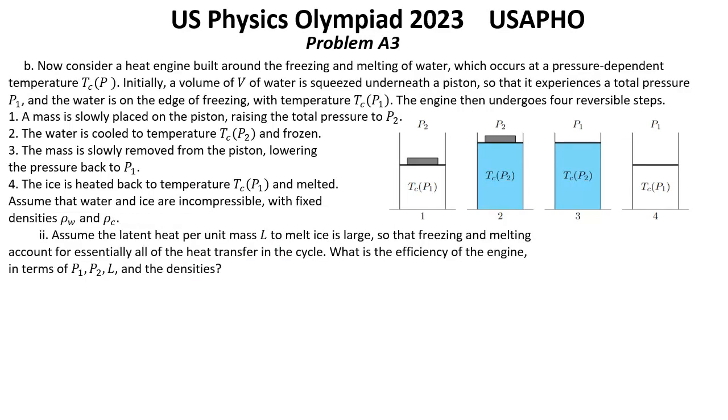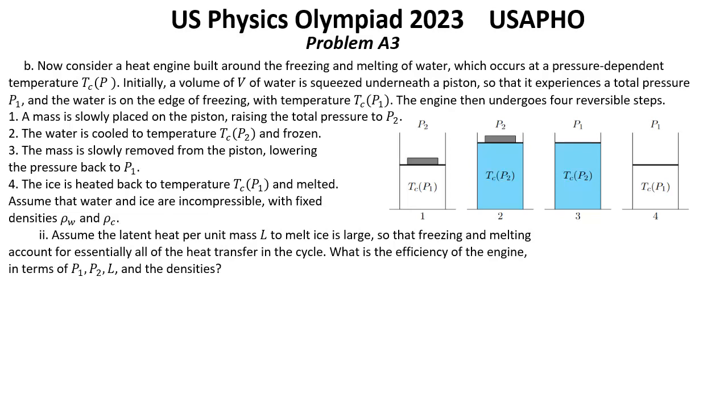Question 2. Assume the latent heat per unit mass L to melt ice is large, so that freezing and melting account for essentially all of the heat transfer in the cycle. What is the efficiency of the engine in terms of P1, P2, L and the densities?